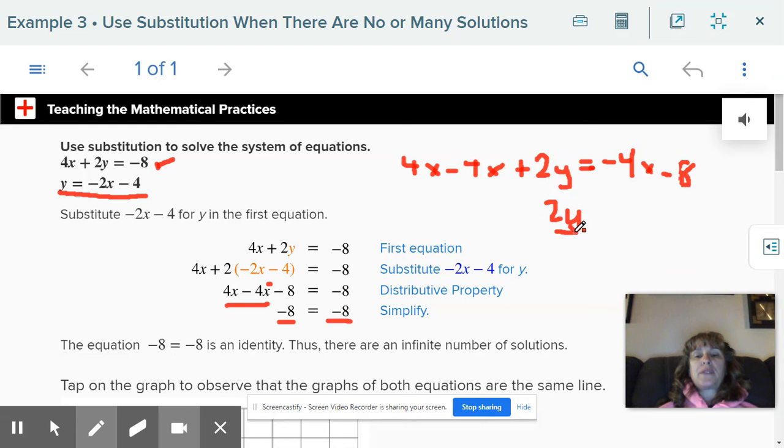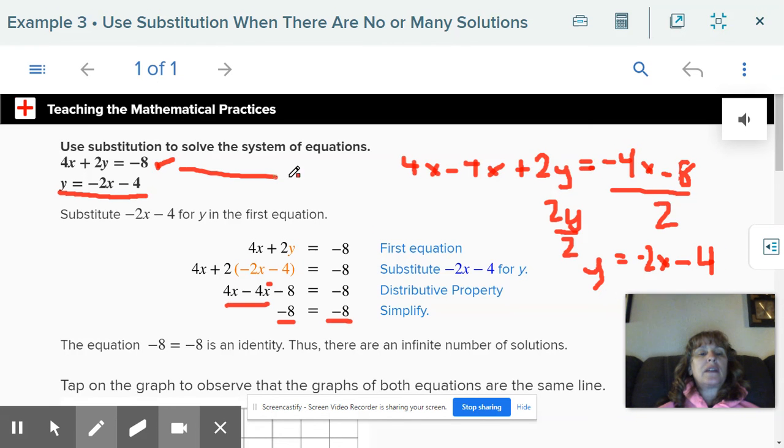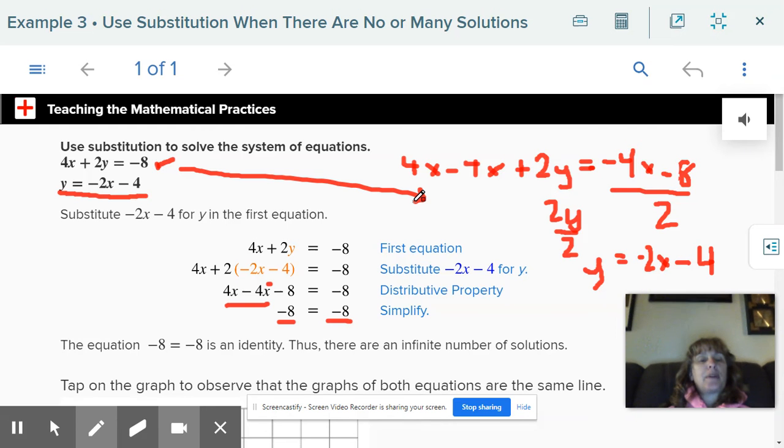I have to divide both sides by 2. So I'm going to divide all of this by 2. And now I'm left with y equals, and you should notice that negative 4 divided by 2 is 2, and negative 8 divided by 2 is negative 4. So if I put this equation in slope-intercept form, they are exactly the same equation.